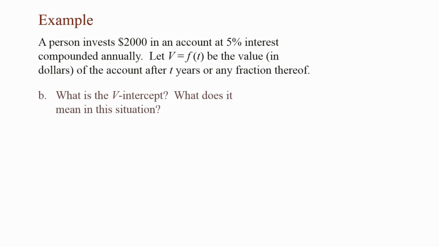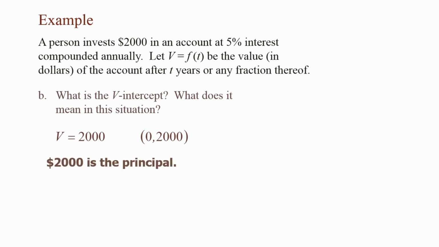In this example, we're going to do part B. What is the v-intercept? What does it mean in this situation? Our v-intercept is the amount that we start off with when t equals 0. As we've already found, v equals 2,000. Or I can write it as an ordered pair, 0, 2,000. So what does that mean in this situation? $2,000 is the principal. That's the amount of money we started with.